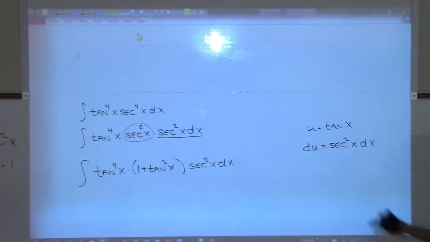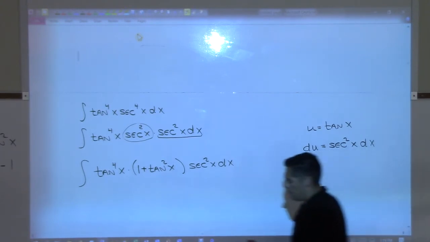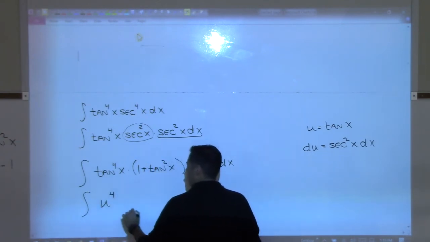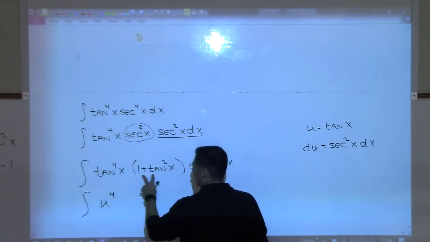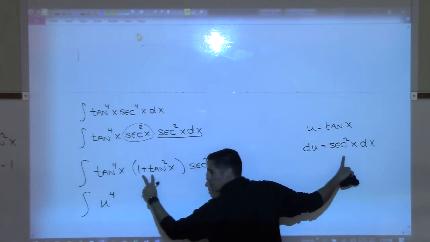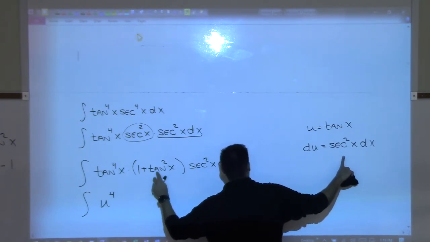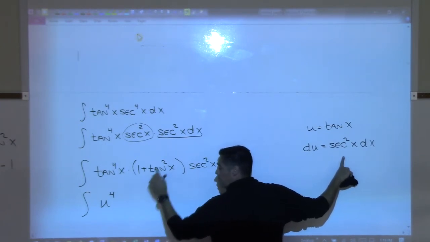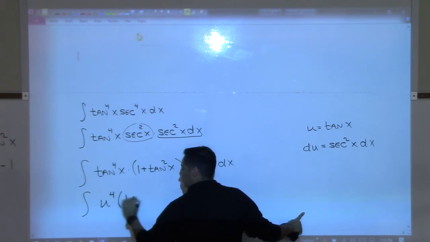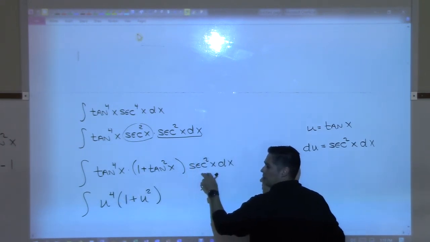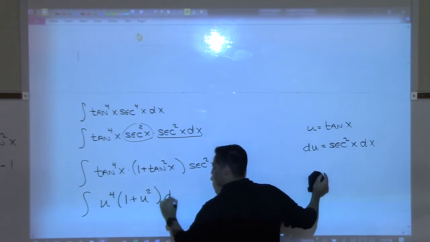I just want you to rewrite. What's the integral rewritten now? Let's see, u to the fourth. U to the fourth. And then would that one be du? This one? Yeah. Is that du? It's not du, but it's the same thing. It'd just be 1 plus u squared. Remember, tangent's being replaced with u, so in parentheses, 1 plus u squared there. And then this piece is your du. There you go.